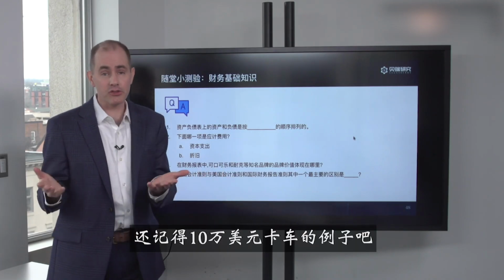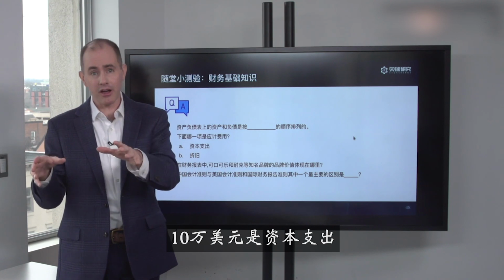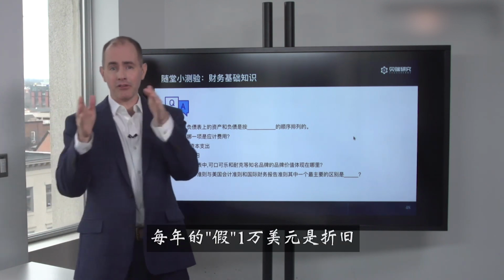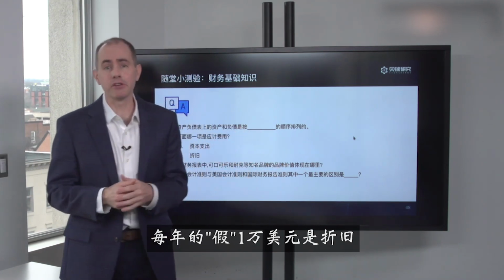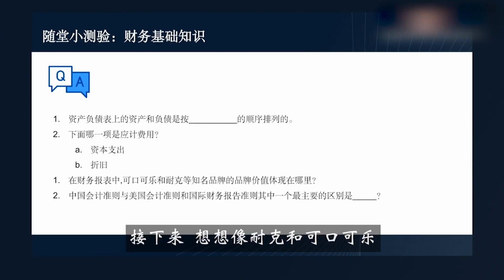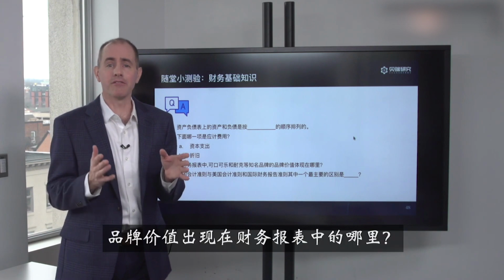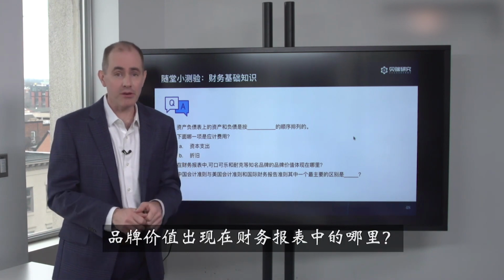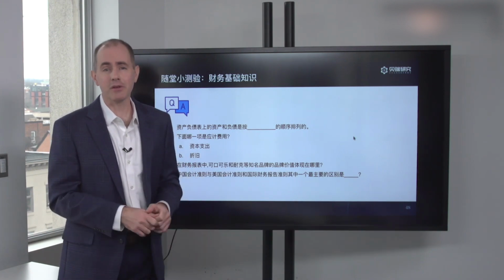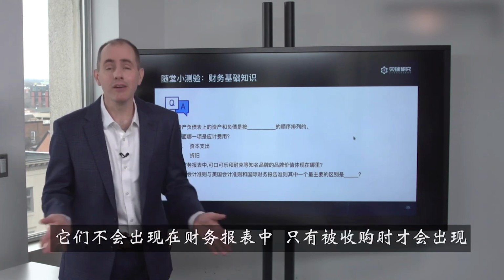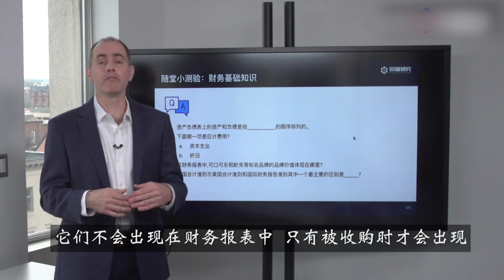Remember the $100,000 truck example, the $100,000 amount is the capital expenditures. The fake $10,000 per year is depreciation. Moving along, think of companies like Nike and Coca-Cola. Where do the brand values for these famous brands appear on the financial statements? Well, if you're paying attention, you definitely know this one. They don't. They only appear if they're bought.